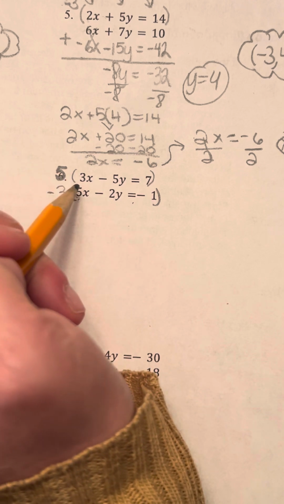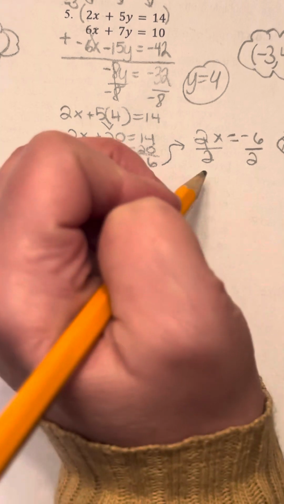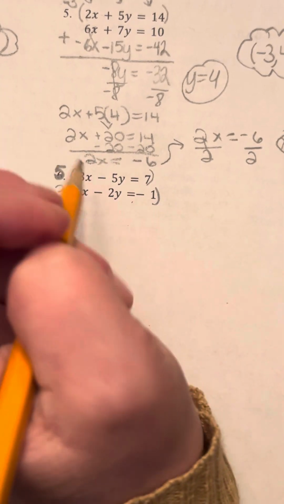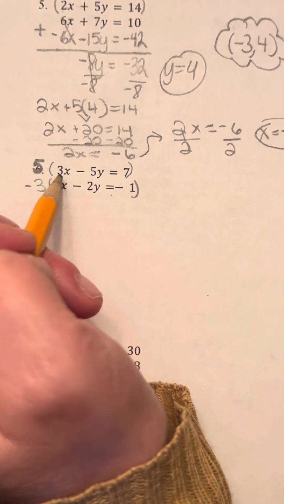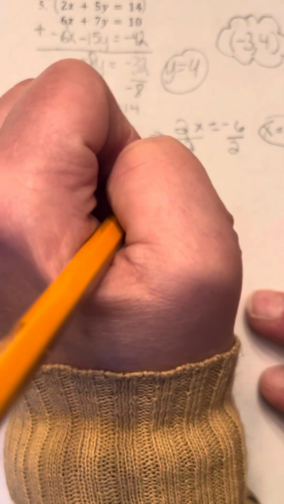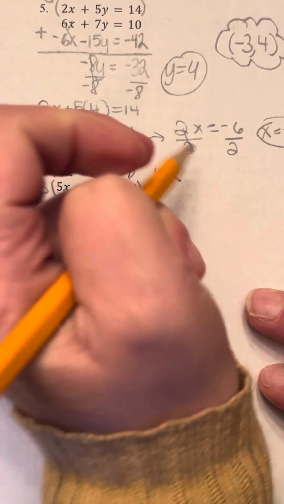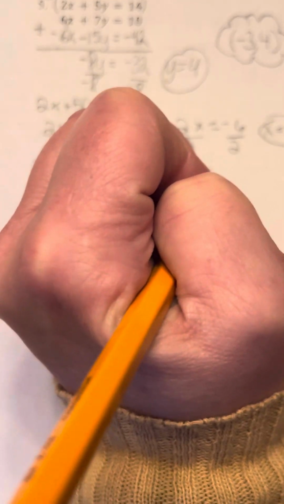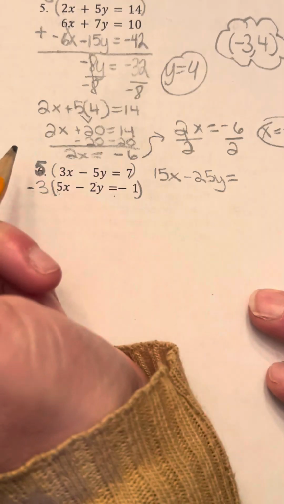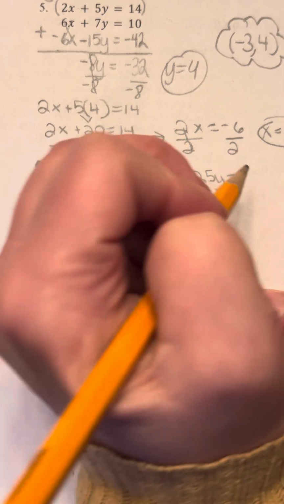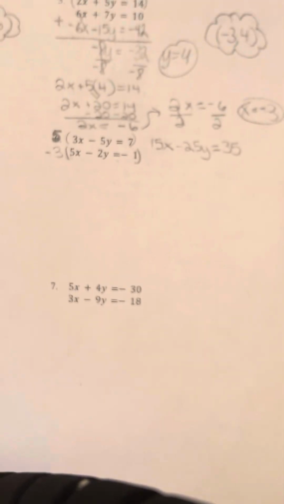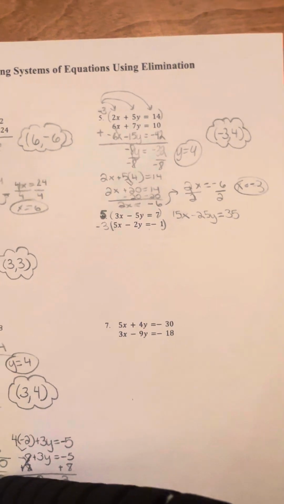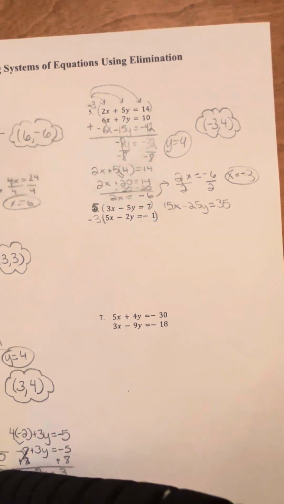So what I am going to do here is, next to this, rewrite the equation as its new setup. So 5 times 3x is 15x. 5 times a -5y is -25y. And then it equals 5 times 7, which is 35. All right, so that's that. So we've gotten that one taken care of.